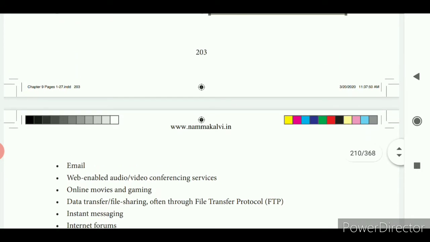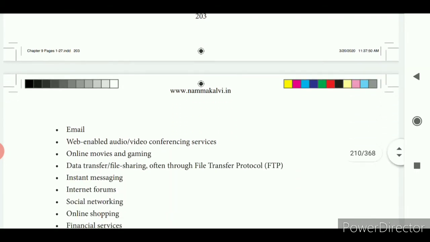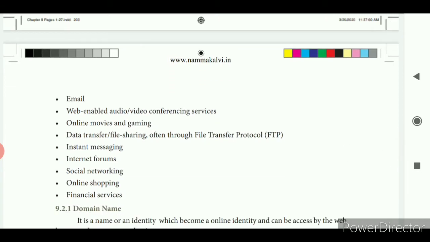Then what are some other services available? The next one is email. Email, you know, what is the expansion for email? It's electronic mail. Then web-enabled audio video conferencing services, then online classes, online movies and gaming, then data transfer, file sharing, often through the file transfer protocol. Underline that line: FTP means file transfer protocol. Then instant messaging, internet forums, social networking, online shopping, financial services. These are all called the services available through the internet.